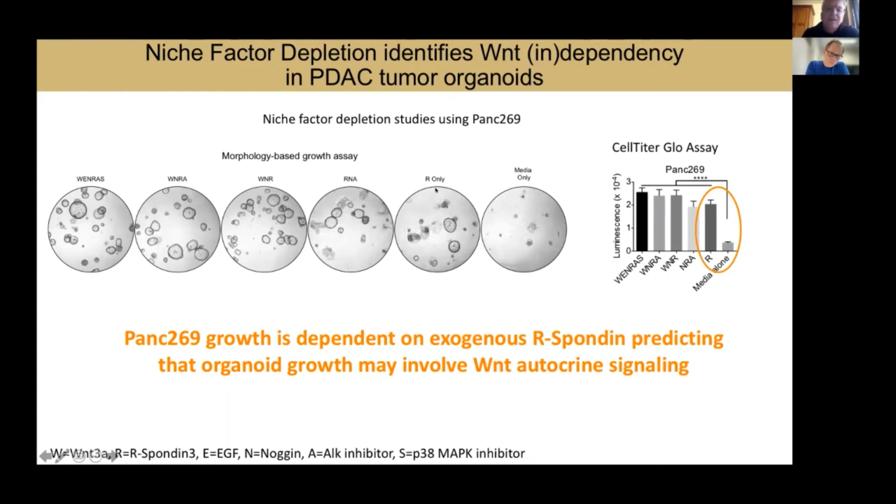And you can see that this organoid line grows quite well with just R-spondin alone. And then we do convert the morphology-based assay, and then we do an endpoint CellTiter-Glo assay, and you can see R-spondin alone. And then when you withdraw R-spondin, the organoids stop growing. So this suggested that this organoid line might have a role for Wnt autocrine signaling because of this R-spondin dependency.